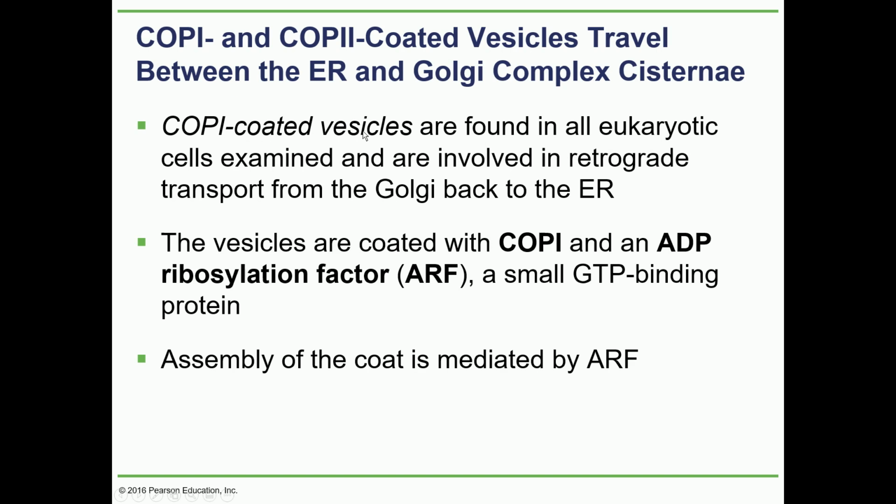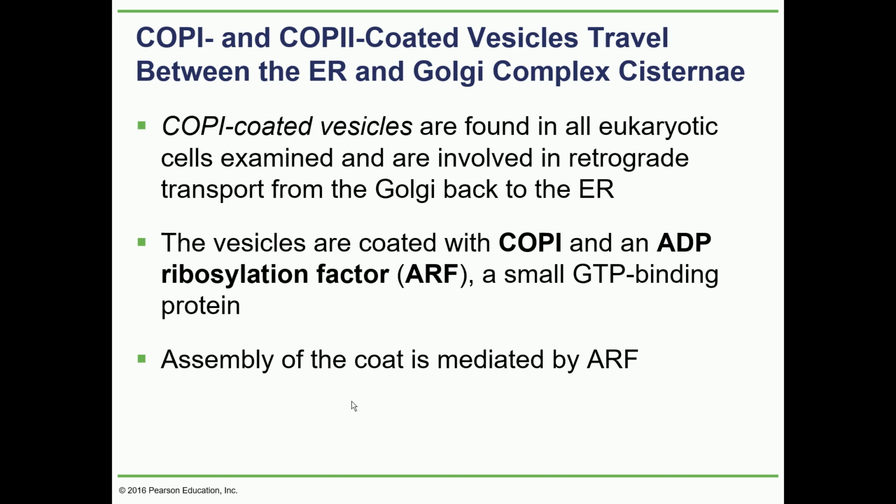Now the coat protein 1 coated vesicles are found in all eukaryotic cells and are involved in retrograde transfer from Golgi to ER. And these are some of the proteins which are there along with the coat protein 1. These vesicles are coated with coat protein 1 and ADP ribosylation factor. So you have to just remember these names.